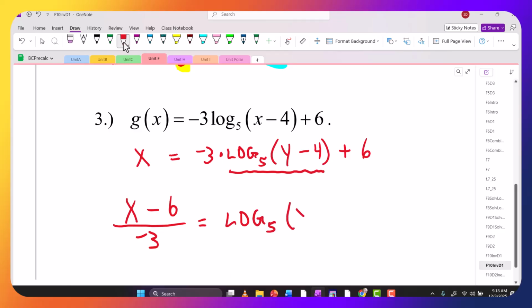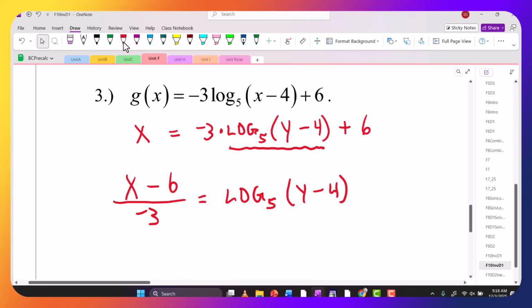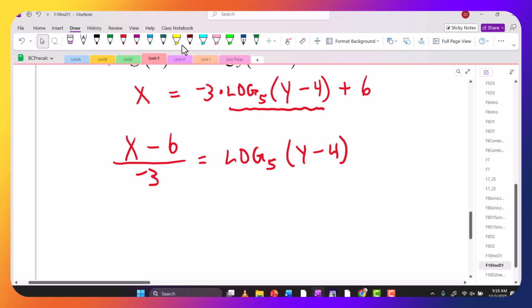Pen's acting wonky. There it goes again. We keep losing connection. All right, and then I have my 3 positions.